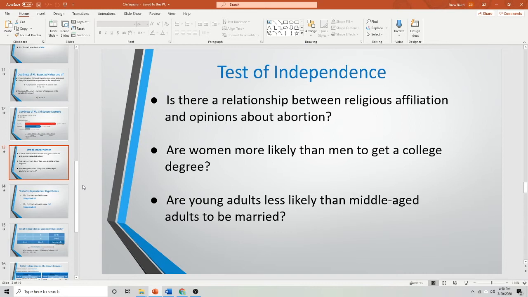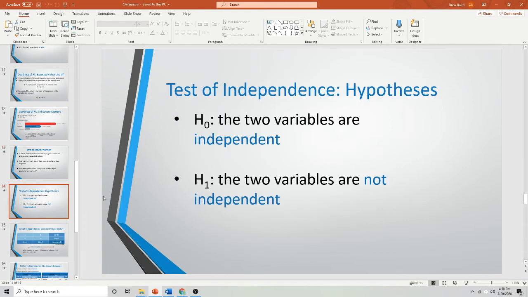Are young adults less likely than middle-aged adults to be married? So you could do, once again, a binary variable, young adult for one category and middle-aged adult for another category, whatever cutoff age you determine is appropriate. And you look at the results based on another binary variable. Are you married or are you not married? So this is something that I think is going to be, I mean, it's pretty straightforward, but I think it's something that's going to be a little bit more clear once you see it in action in SPSS.